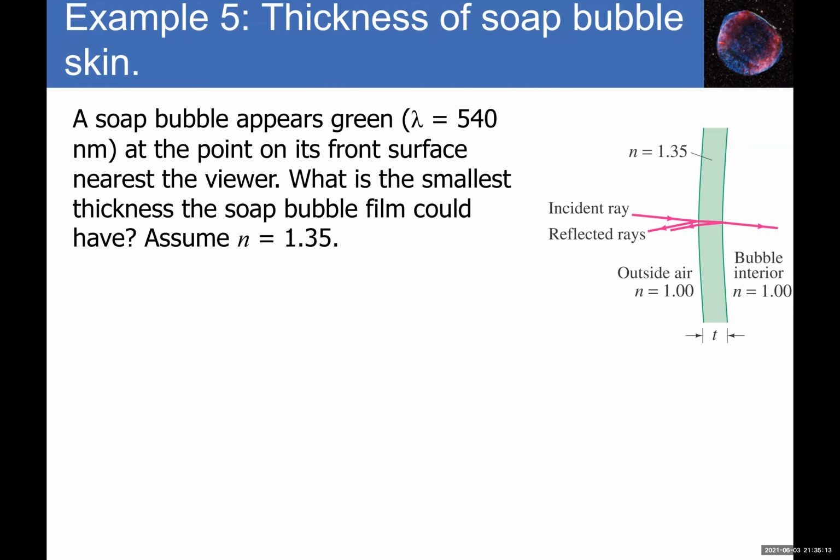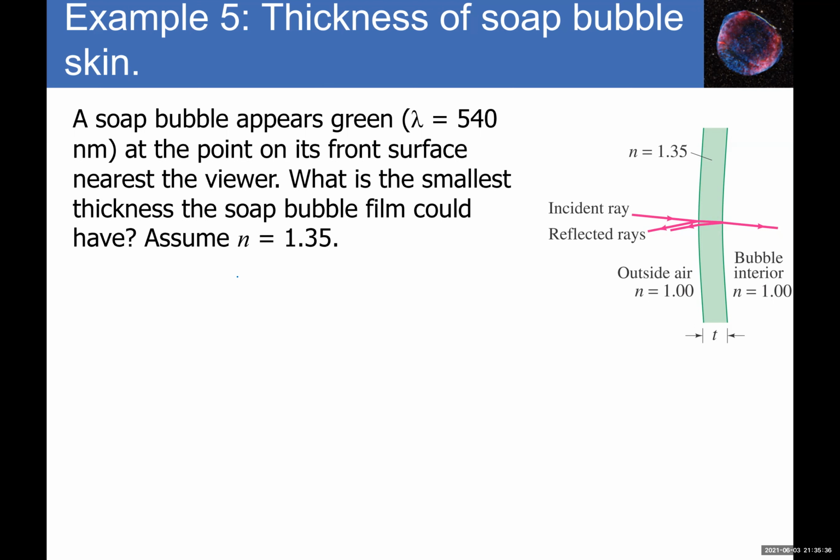A soap bubble appears green, wavelength of 540 nanometers, at the point on its front surface nearest the viewer. What is the smallest thickness the soap bubble film could have? Assume n equals 1.35, which is the index of refraction for the bubble.